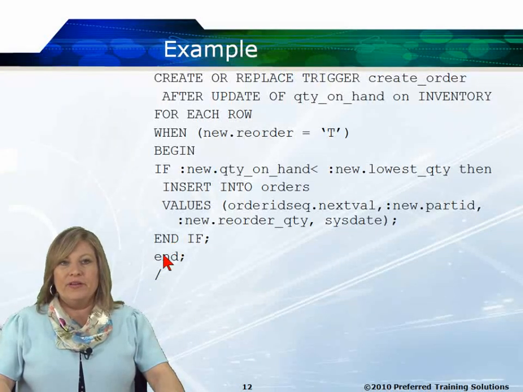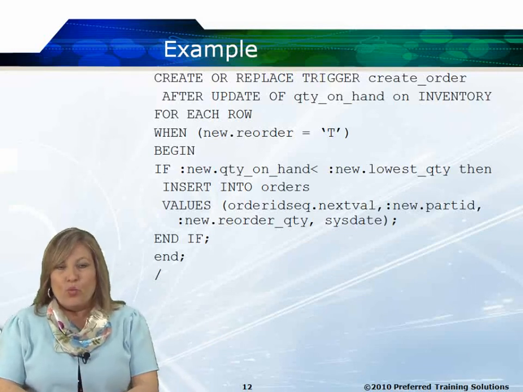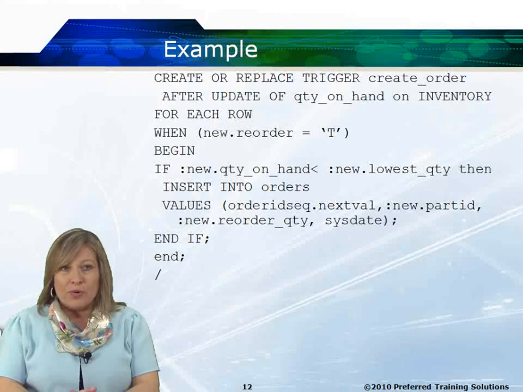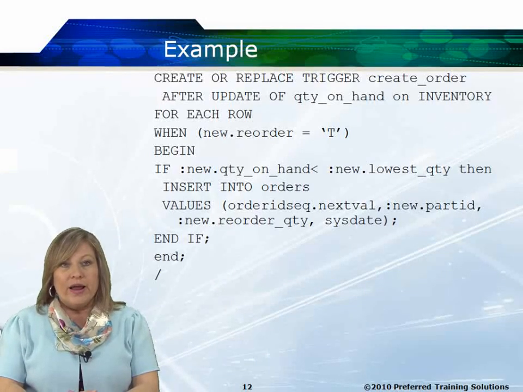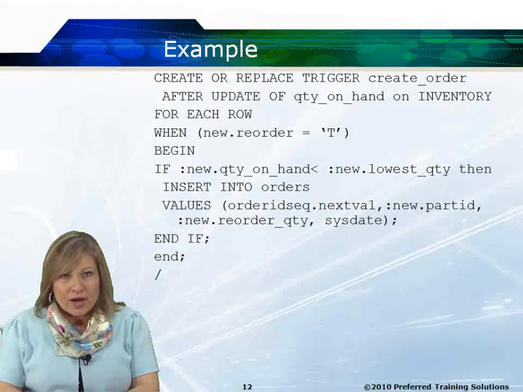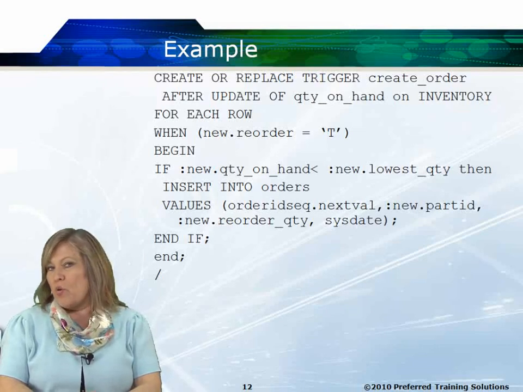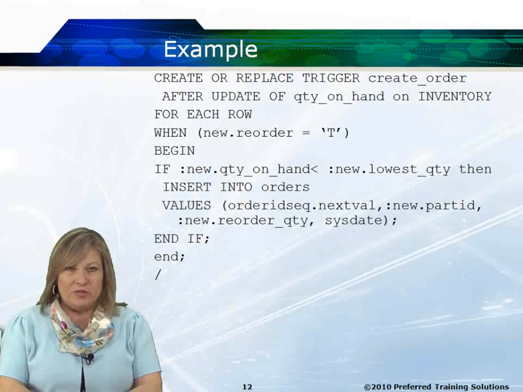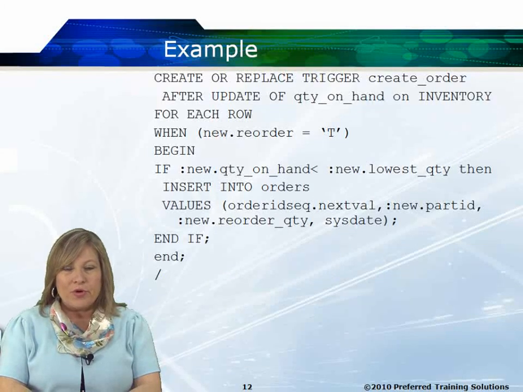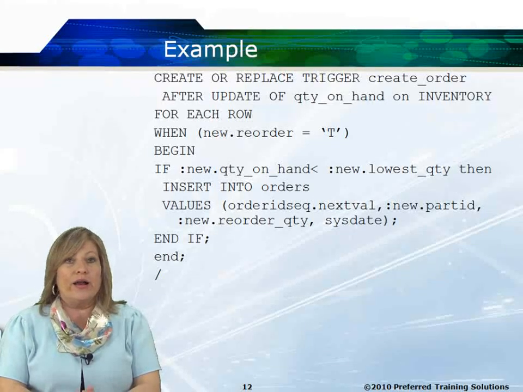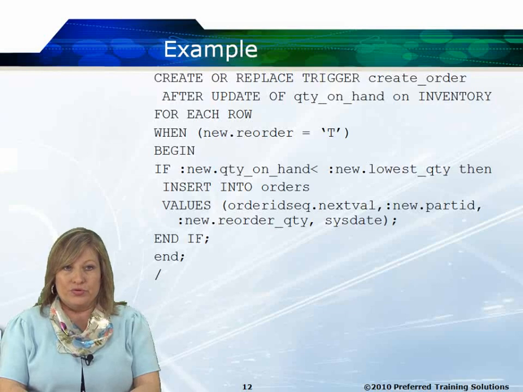I end the if, end the create trigger command, and execute the create trigger command. Once it's created and enabled, every time I update quantity on hand, it will automatically check to see if it's a reorderable part. If it is a reorderable part, it's going to see if the quantity on hand has gotten to be less than our lowest quantity threshold. And if so, it's going to automatically generate an order in the orders table.